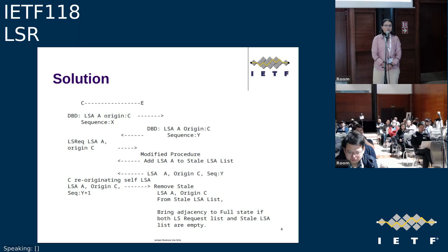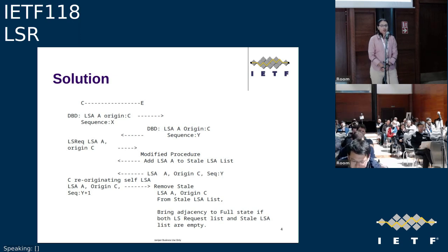So the modified procedure here, you can see that initially when C comes up, it sends a DBD with sequence number X, and E, the neighbor of the restarting router, is sending sequence number Y. Here, X is less than Y. As per standard OSPF procedures, E assumes Y as the latest LSA. But the modified procedure is that it marks that LSA as stale and adds it to the stale LSA list. Until E receives an LSA which has a sequence number higher than Y, it doesn't make the adjacency full with C.